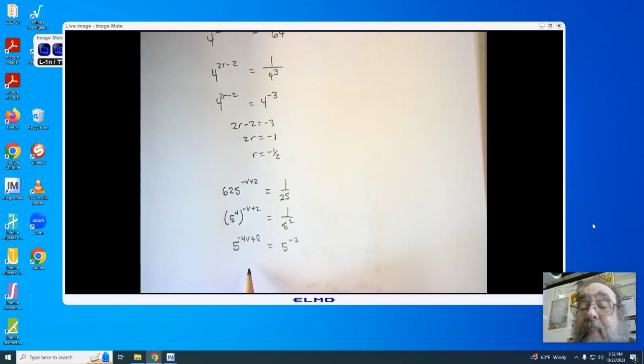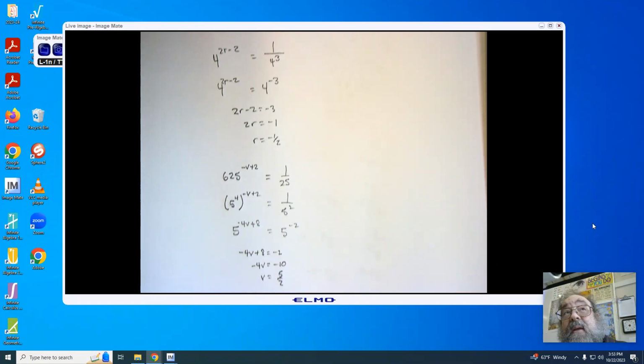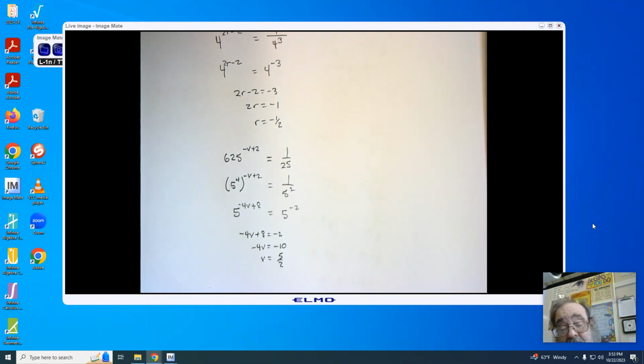And I now drop my base, so negative 4v plus 8 is equal to negative 2. We therefore get negative 4v is equal to negative 10, and when I divide, I end up with 5 halves equals v. I hope that was the answer that you got.